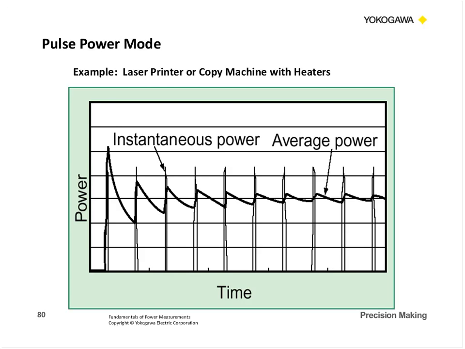So what's a standby power mode? Well, it's where we have an instantaneous power. It's turning off and on, maybe. This could be an example of a laser copy printer, something like that, where you have heaters and they're always cycling off and on, and very hard to read. And so how do we read that pulsed power and get an average power is what we're trying to do.